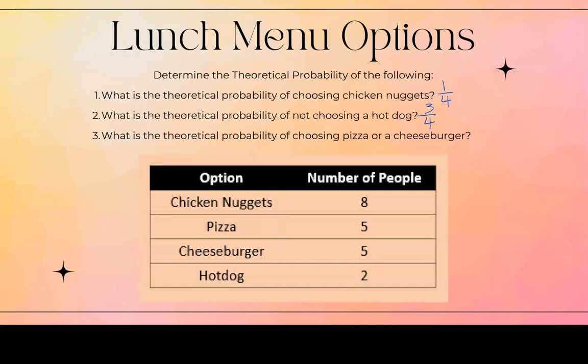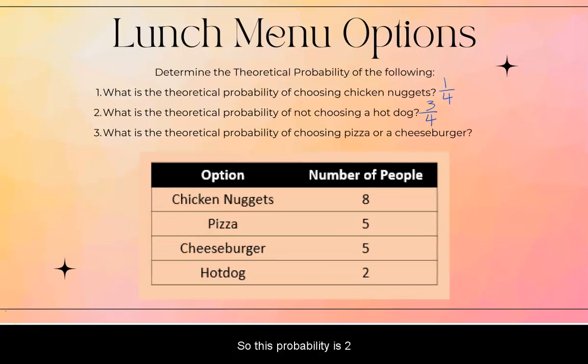And number 3, what is the theoretical probability of choosing pizza or a cheeseburger? For this question, we are still having to look at the total number of options, which is 4, and then we need to decide how many options are pizza and a cheeseburger, which is 2. So this probability is 2 out of 4, but we have to stop and simplify, which would give us 1 out of 2, or 1/2.